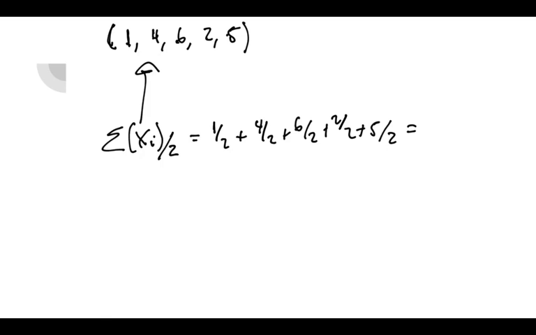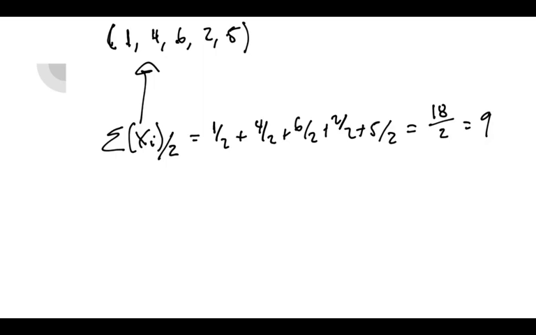And if you know how to add fractions, looking at this, the denominators are all the same, so this is nice, and it's just going to be the sum of everything on top. I already know that's 18, then divided by 2, so this is 9.